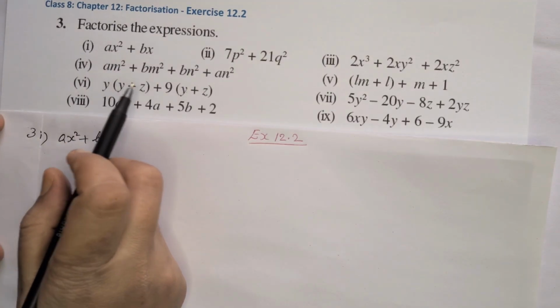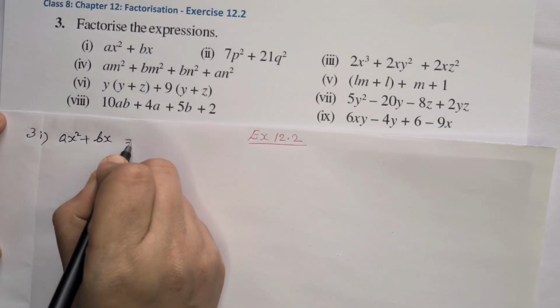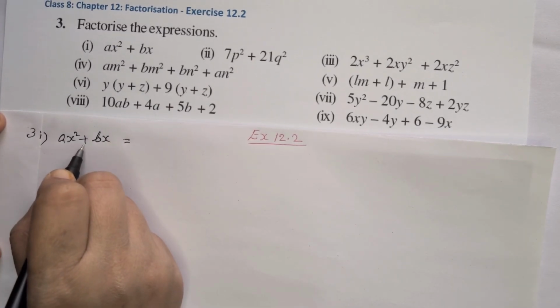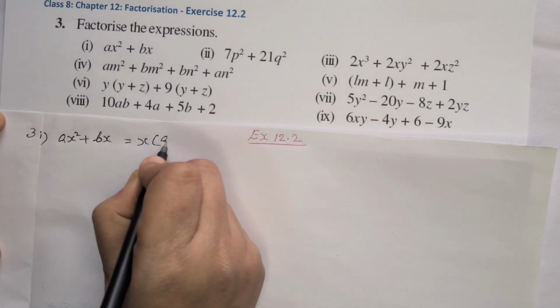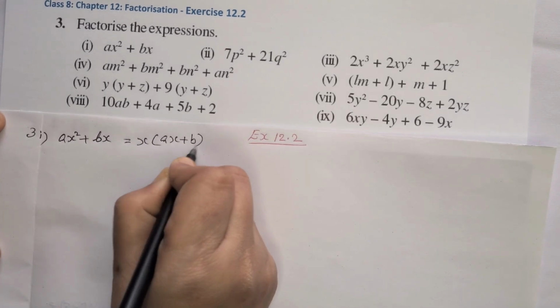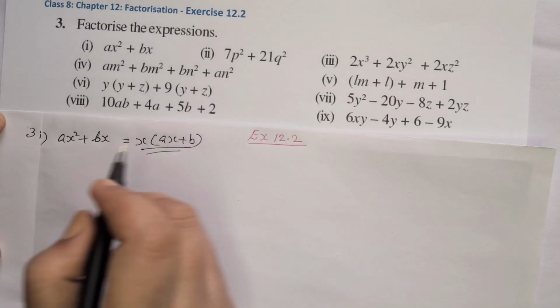Third question, factorize the expressions. First one, ax square plus bx. This we can write, take the common term out. X is the common term. So x into ax plus b. This is the factorized form. X into ax plus b.